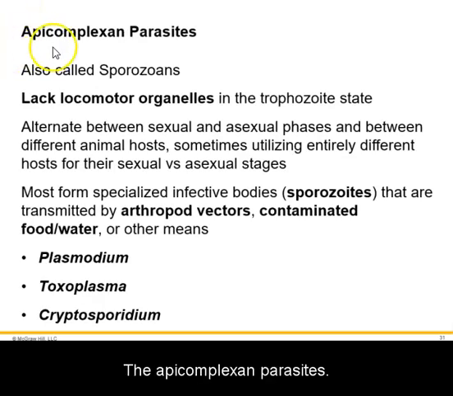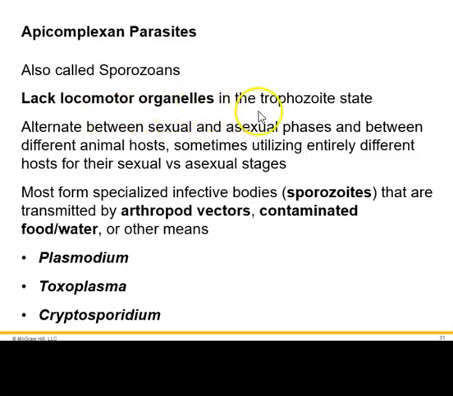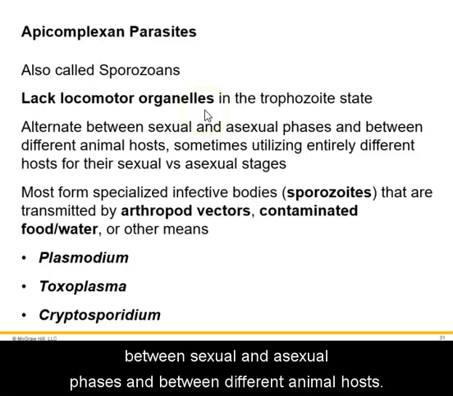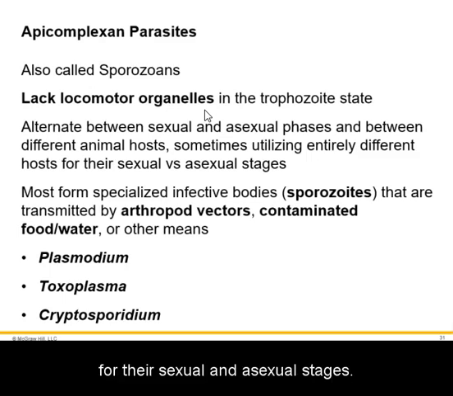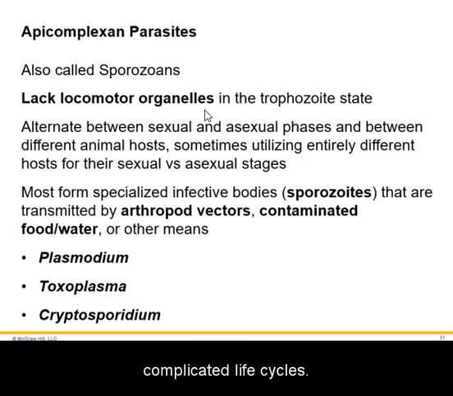All right, the apicomplexan parasites. These are protozoa, also called sporozoans, which is an older term for them. They all lack locomotor organelles, so they don't have flagella in the trophozoite state. They alternate between sexual and asexual phases and between different animal hosts. Sometimes they utilize entirely different hosts for their sexual and asexual stages. So these guys have kind of complicated life cycles.